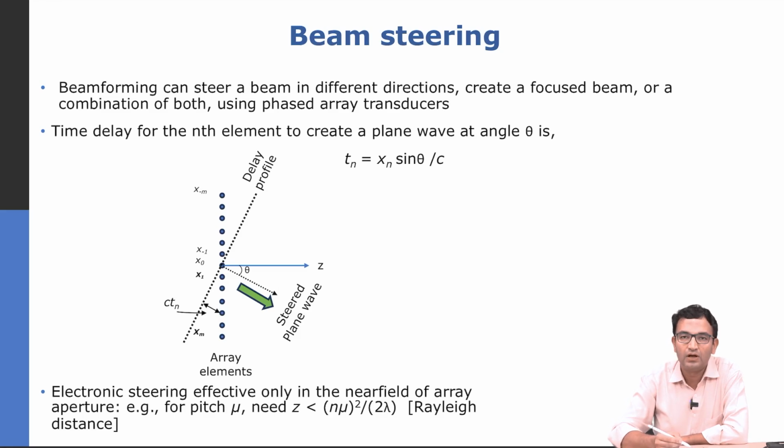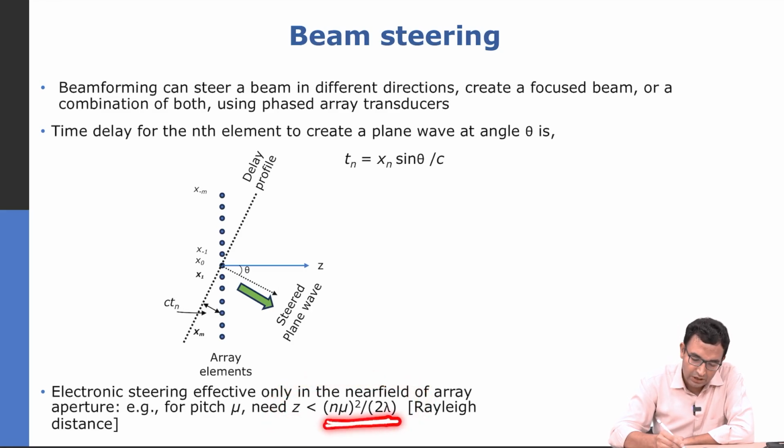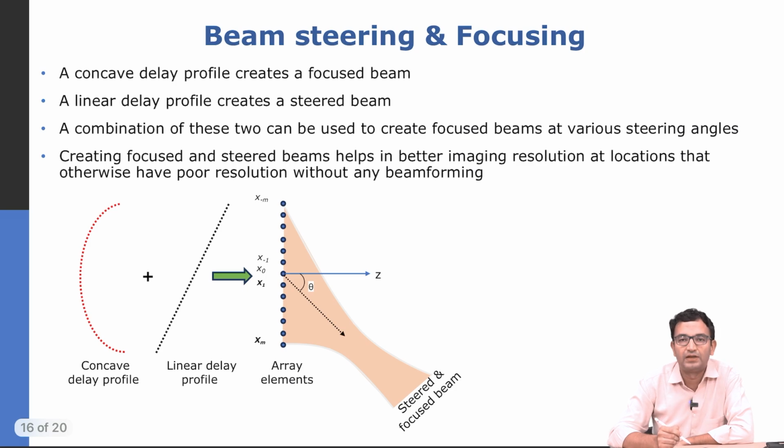So it turns out this electronic steering is effective only in the near field of the array. In the far field, it does not do a great job. So typically here, if you have a pitch mu in your transducer, pitch is the distance between two transducer elements from center to center, then the distance should be less than this quantity, the Rayleigh distance, to be able to steer effectively.